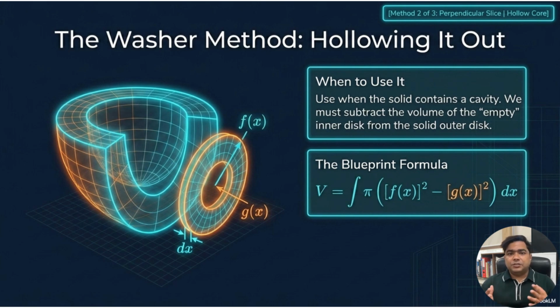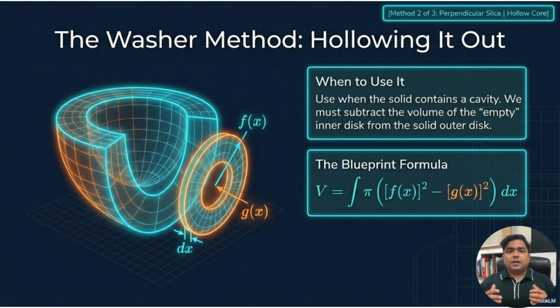This slide explains the washer method. The washer method is similar to the disk method, but now the solid has a hole inside. Each slice is not a full disk. It is a washer, which means a circular ring. To find the area of a washer, we subtract the area of the inner circle from the area of the outer circle. The formula is V equals the integral from a to b of pi times open bracket open parenthesis f of x close parenthesis squared minus open parenthesis g of x close parenthesis squared close bracket dx.